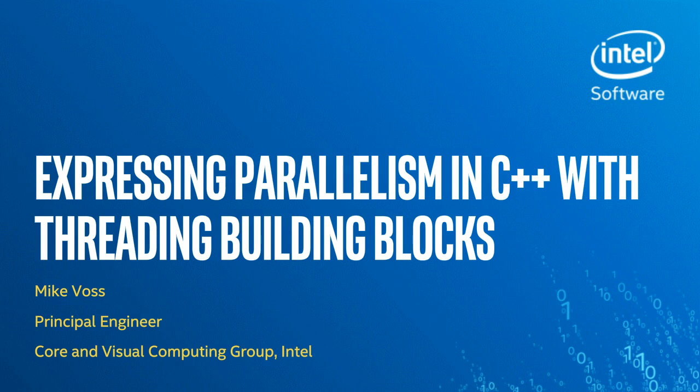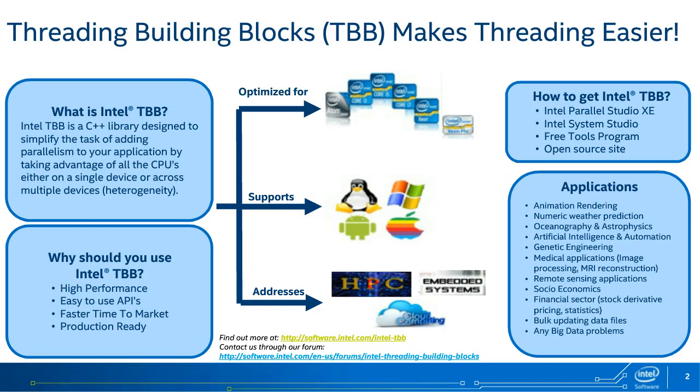Hi, thank you, and thanks for joining us today. So, talking about Threading Building Blocks, which is a C++ library designed to help simplify the task of adding parallelism to your applications. This lets you take advantage of all the resources, all the CPUs on a device and across multiple devices, with additional features we've added recently for heterogeneity. What's attractive about TBB is it gives you high performance, it has easy to use APIs, gets you a faster time to market, and your code will be production ready.